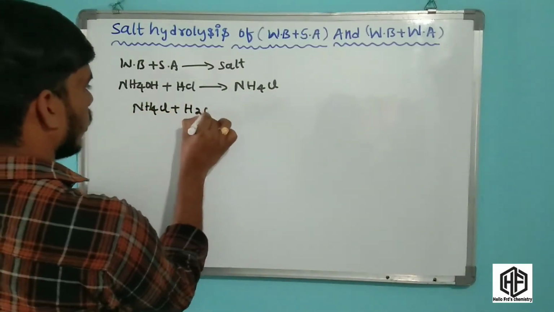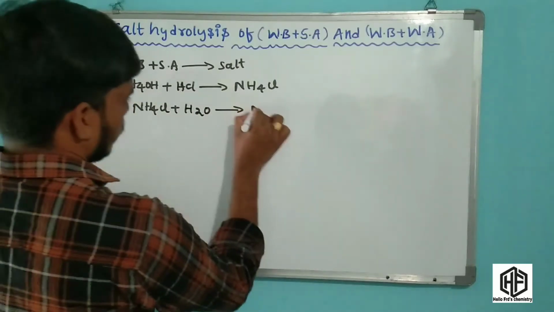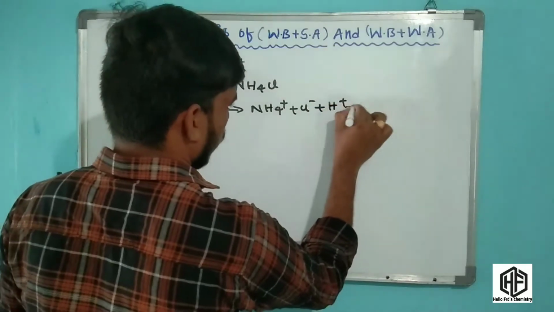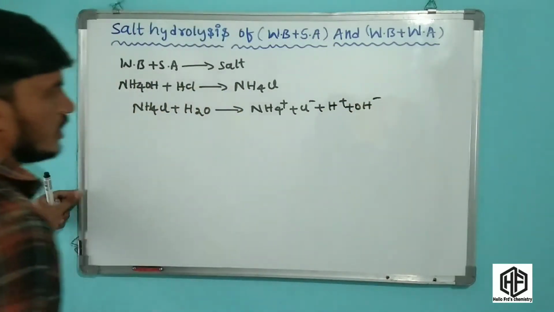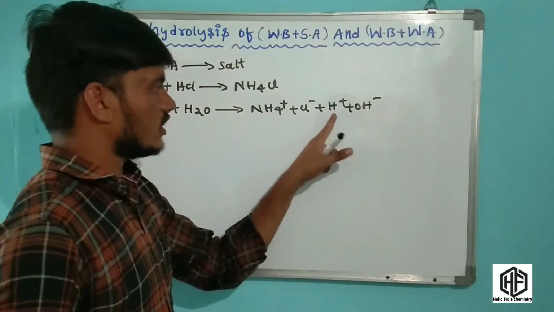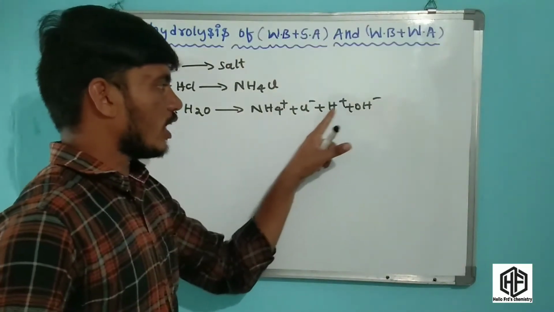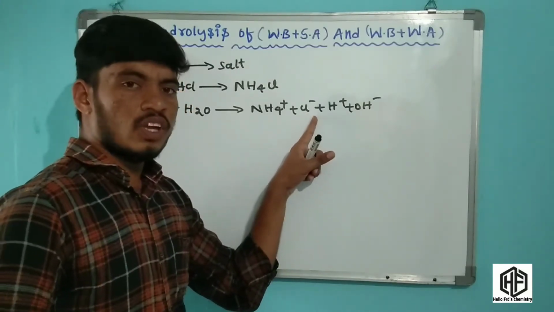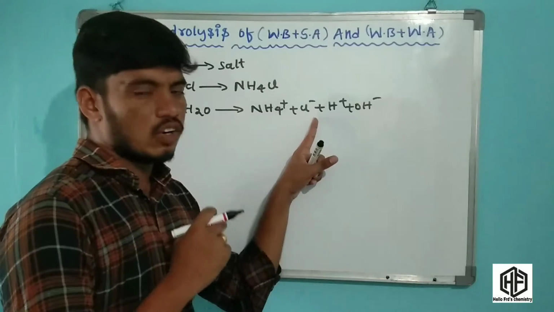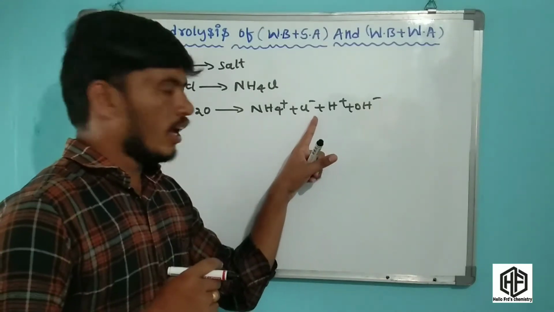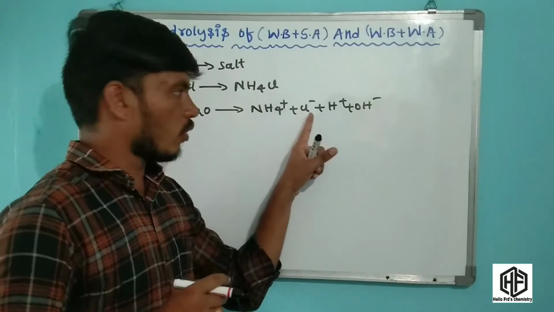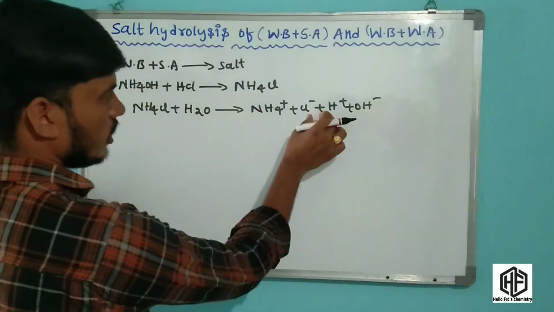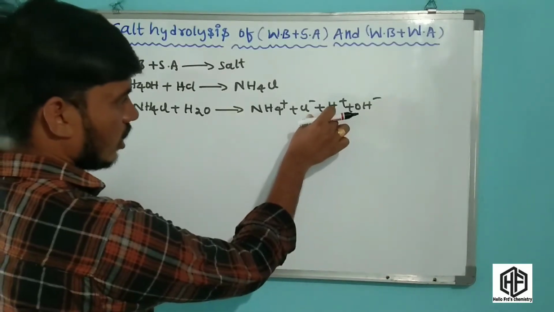This NH4Cl reacts with water. What happens there, friends? NH4 plus, Cl minus, H plus and OH minus ions are present. One more important point: H plus reacts with Cl minus, and since this is a strong acid, it cannot undergo hydrolysis. You already know this point. Now in this reaction I am going to discuss NH4 plus and OH minus.